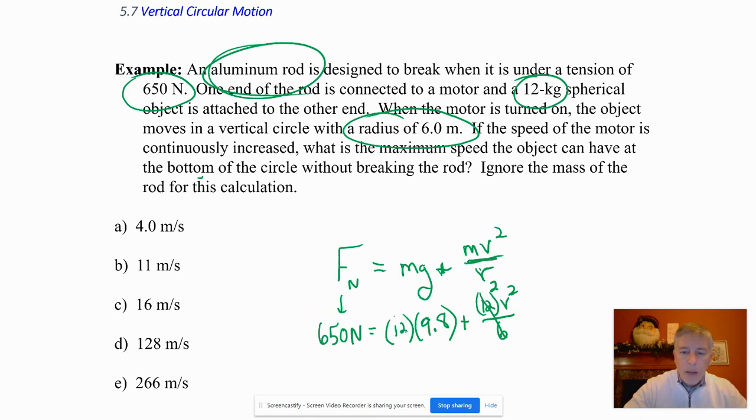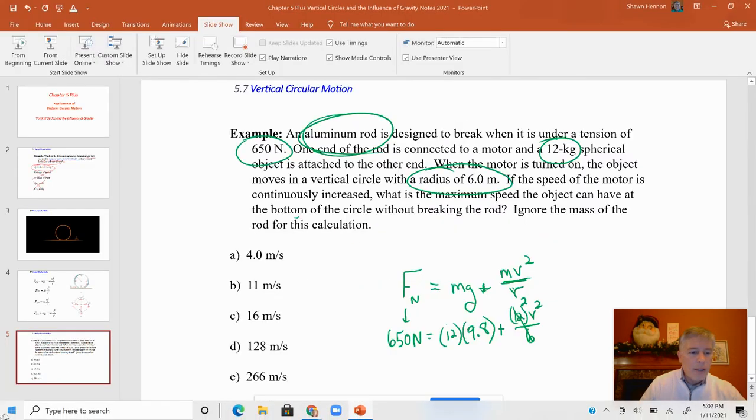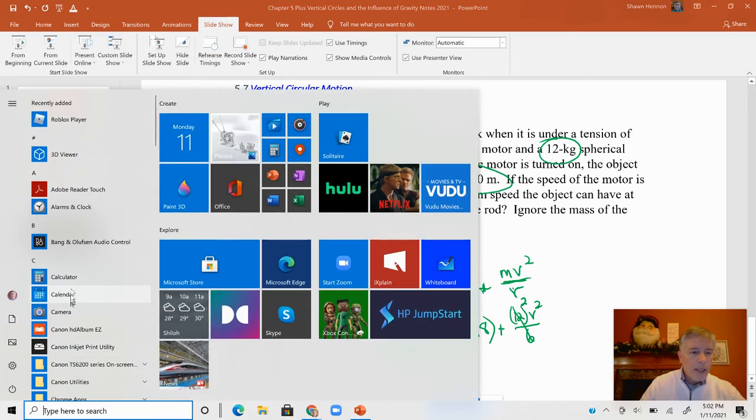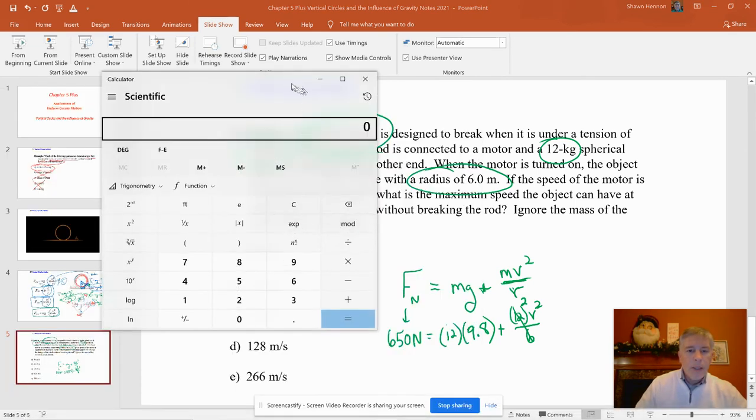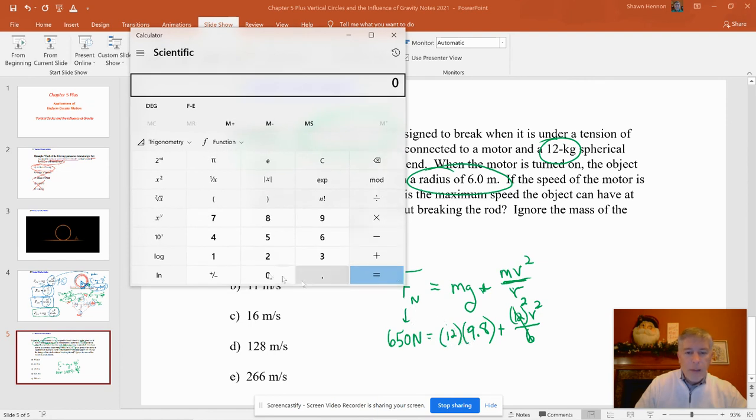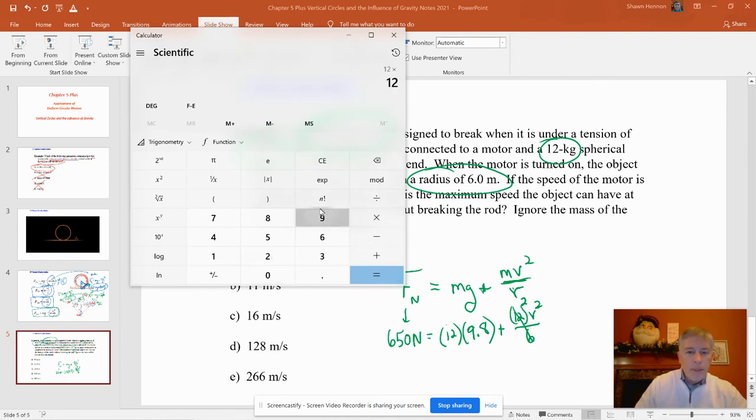So to finish this out, let's see. I'm going to stop the show, but I'm going to keep my ink so I can bring up my calculator here. So looking at that, I'm going to have 12 times 9.8. That's going to give me 117.6. So the first thing that aluminum rod has to support is that. So what I'm going to do is I'm going to add that to my 650.